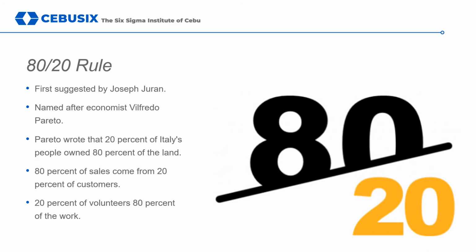The Pareto Principle, also called the 80-20 rule, says that 20% of the causes lead to 80% of the effects. The Pareto Principle was first suggested by management consultant Joseph Juran and was named after Vilfredo Pareto, an economist in Italy who had once written that 20% of the nation's people owned 80% of its land. Today, the concept is commonplace with business professionals stating that 80% of the sales come from 20% of the customers, and volunteer organizations operating with 20% of the people who do 80% of the work.